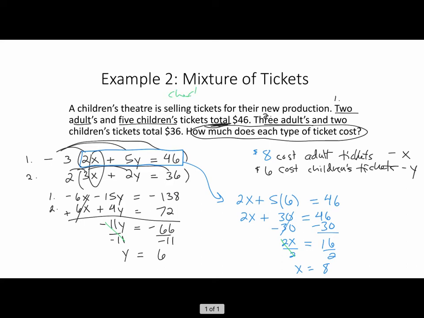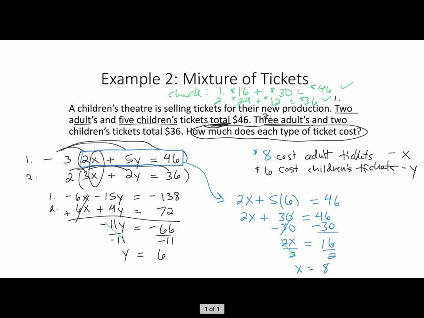Does that make sense? Let's check. In the first equation, or second sentence here, 2 adults. So 2 adult tickets would be 2 times 8, so $16 for 2 adults, plus 5 children's, so if they're $6 each, that's 30. Total $46. Yep. The second equation, or third sentence here, 3 adults, so 3 times 8, that would be 24 for the adults, plus 2 children's at $6 each. Total $36. Yep, that makes absolute sense here.